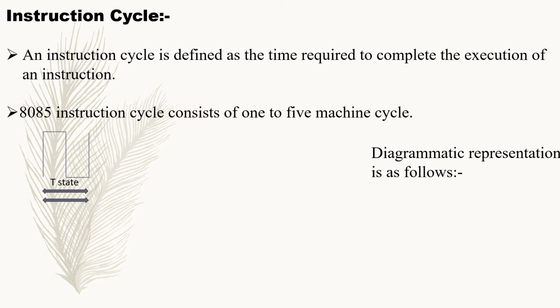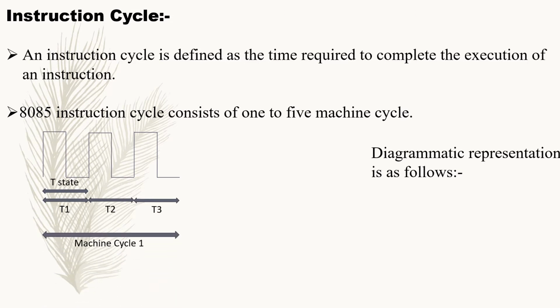So this I am taking as T1. Let me take the second state, which is going to be T2. The next state, which is going to be T3. So T1, T2 and T3 together forms one machine cycle. It depends upon the instruction. So as we learned that a machine cycle consists of minimum 3, maximum 6 T states. So my machine cycle 1 consists of 3 T states.